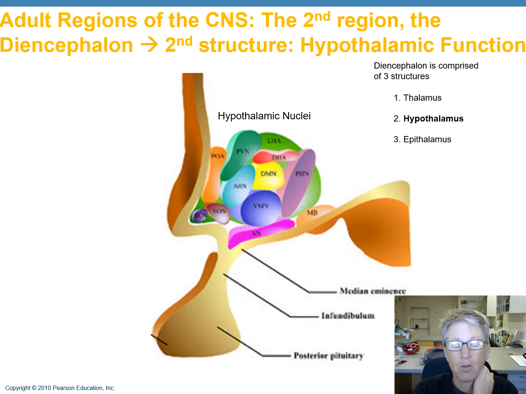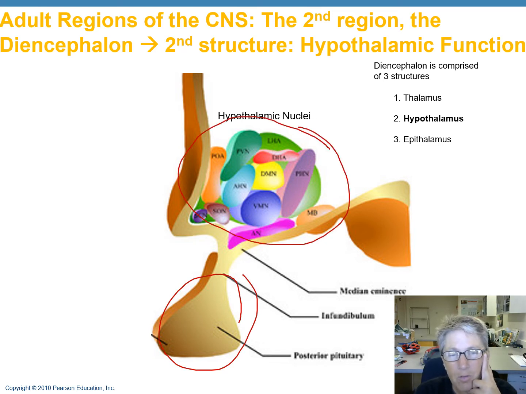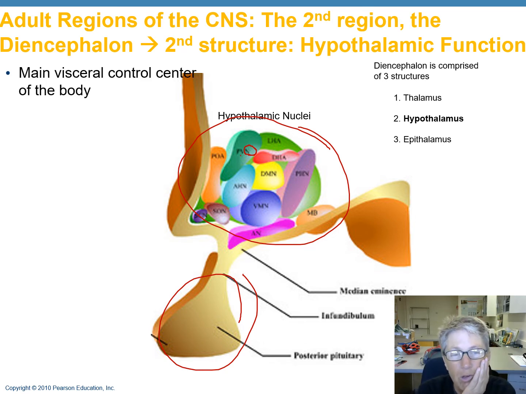I like this cartoon because I show this in 202. So here's the pituitary gland, here's the hypothalamus, and then look at all these little guys in here: the PVN, the SON, the VMN, the DMN. So the N is for nucleus. For example, the PVN is the paraventricular nucleus. The SON is the supraoptic nucleus, and we'll talk about those when we do the endocrine system in 202.